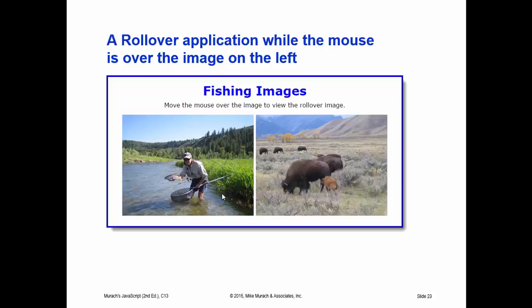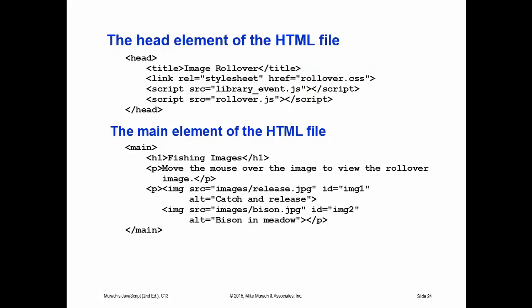So that's the rollover that we had just looked at. Again, the page displays two images that are defined within a paragraph element. When the user moves their mouse pointer over either image, the image is replaced by another image. When it's moved off the image, the original image returns. What you see on your screen, and also on page 413 in the book, is the head element and the main element of the HTML file.